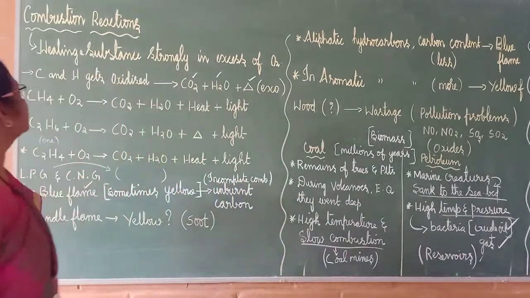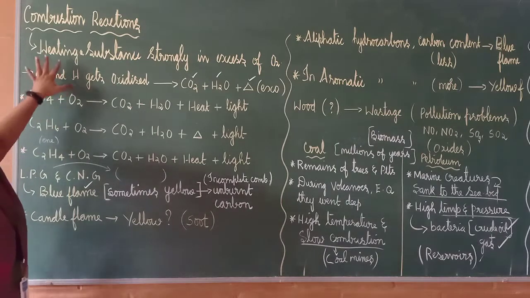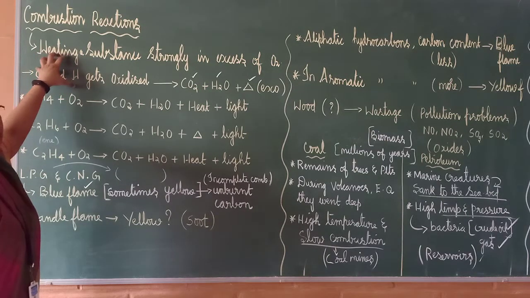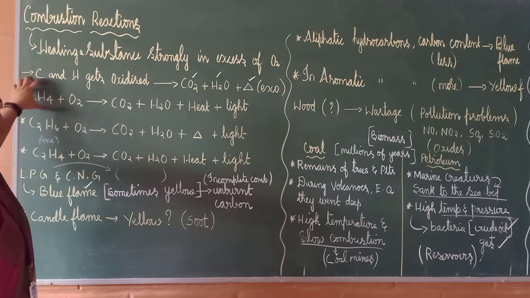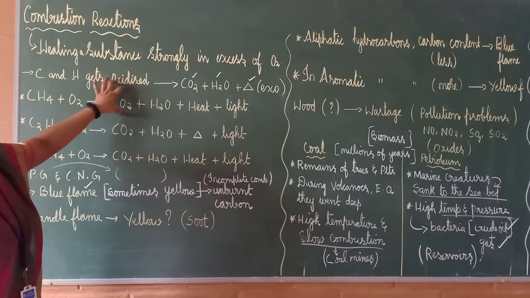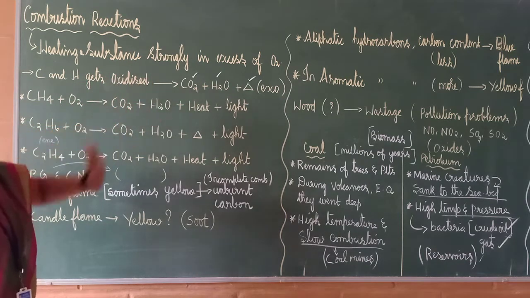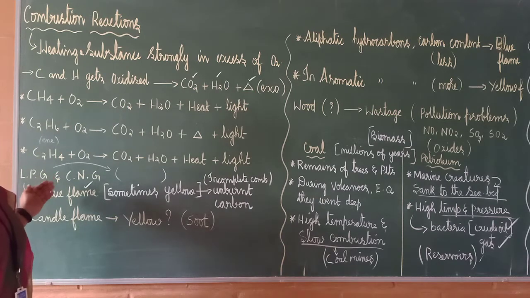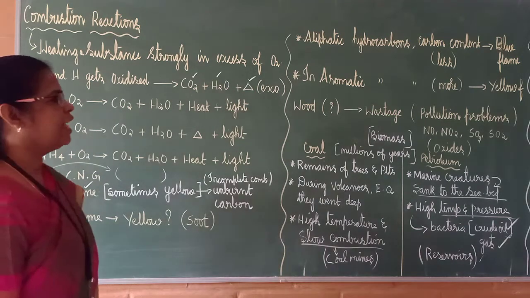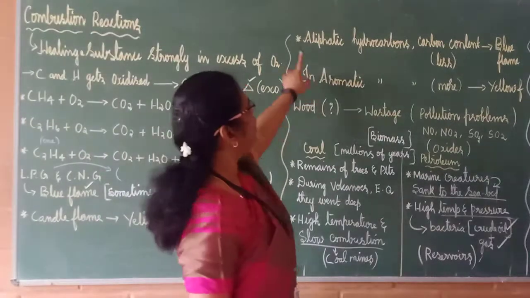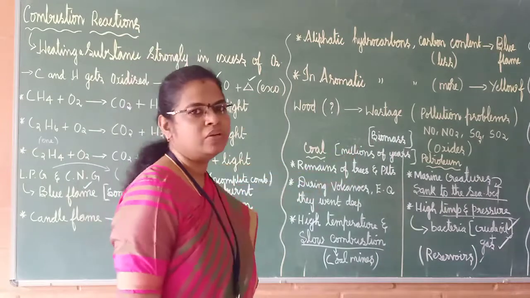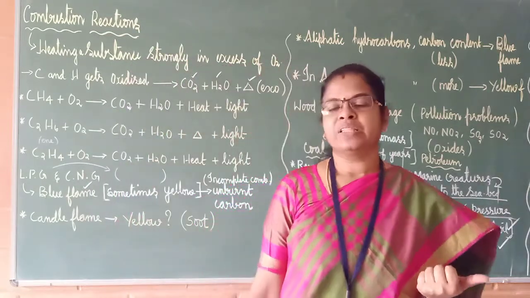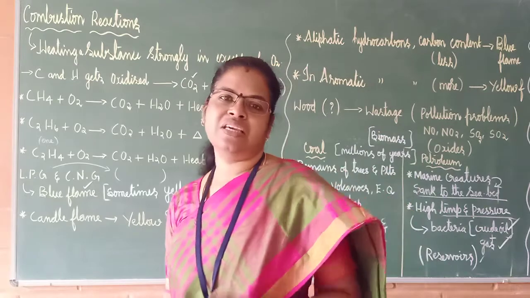Now the combustion reaction takes place in the presence of oxygen. If you are heating hydrocarbons, combustion takes place, and you will be getting carbon dioxide, water, heat and light. Then we have studied the difference between blue flame and yellow flame, aliphatic and aromatic hydrocarbons, and coal and petroleum. The next one which is left out is the oxidation reaction.